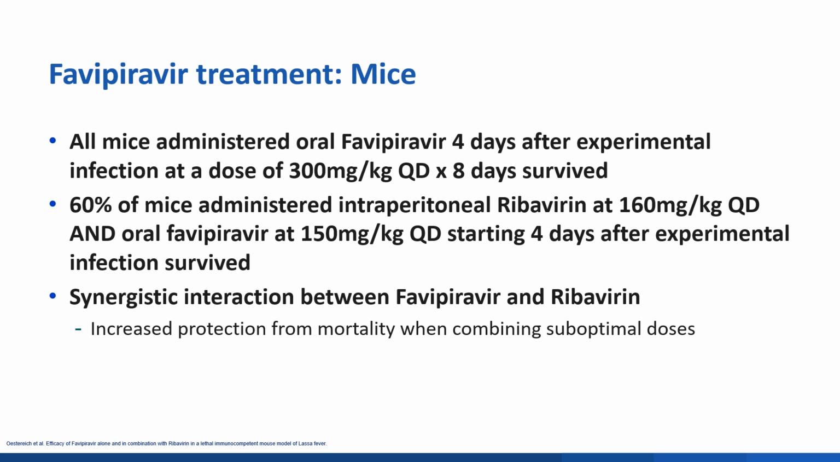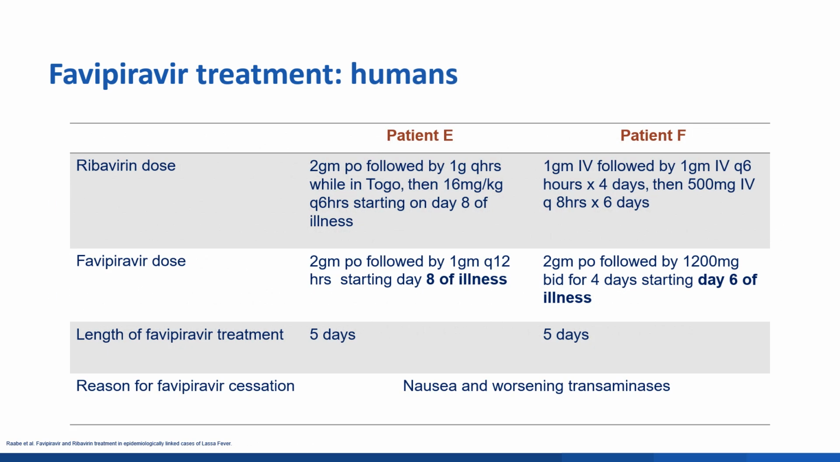60% of mice survived after being administered intraperitoneal ribavirin at 160 milligrams per kilogram a day and oral favipiravir at 150 milligrams per kilogram a day, starting 4 days after experimental infection. The author concluded that there was a synergistic interaction between favipiravir and ribavirin, resulting in increased protection from mortality when combining suboptimal doses. 2 Lassa fever patients were recently treated with both ribavirin and favipiravir.